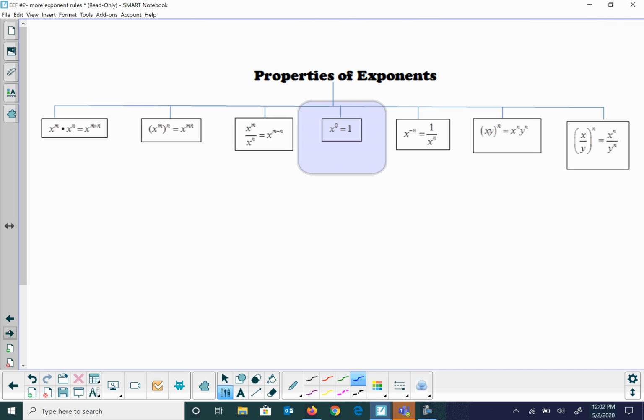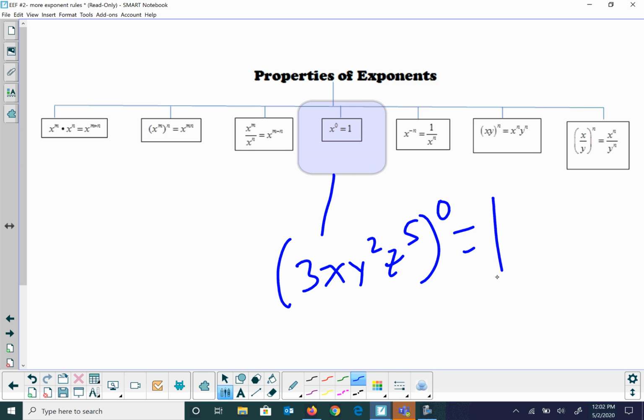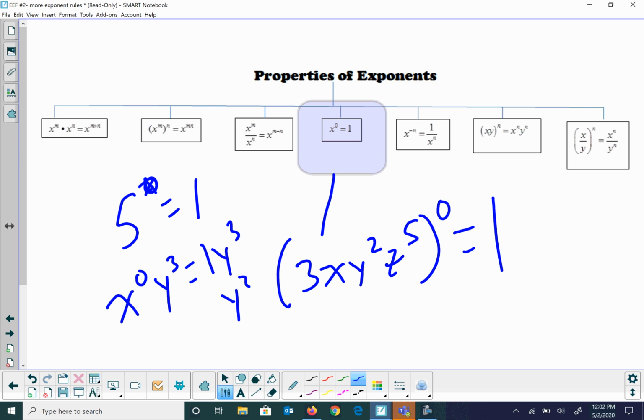And then the zero exponent property would be, again, if we had some large, big old z to the 5th raised to the 0, no matter how big, it's 1. Or if I had 5 to the 0, that would be equal to 1. Or if I had x to the 0, y to the 3rd, it would become 1 times y to the 3rd, or just y to the 3rd.